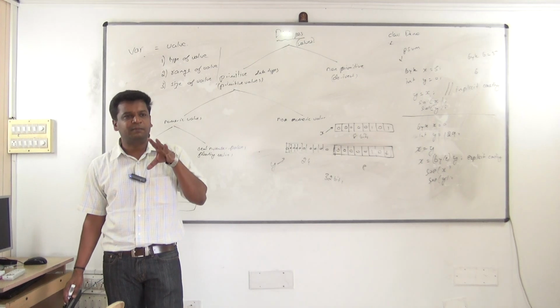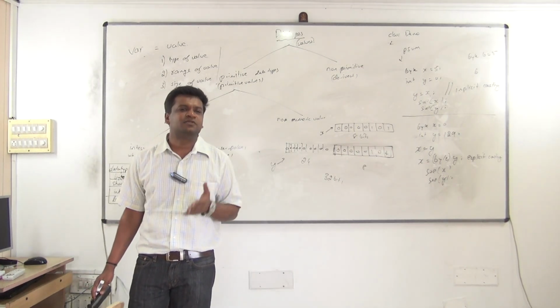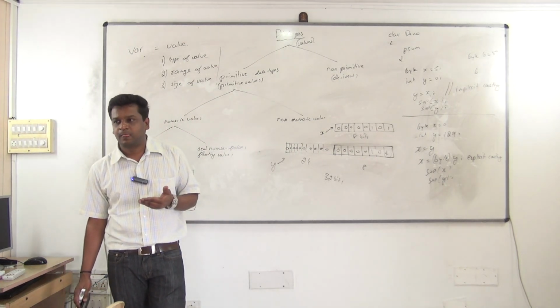It means the C compiler is not so powerful. It will try to store any value into any variable, and later on during runtime you start getting problems. So obviously you can see what a good programming language it is. Are you clear with this?